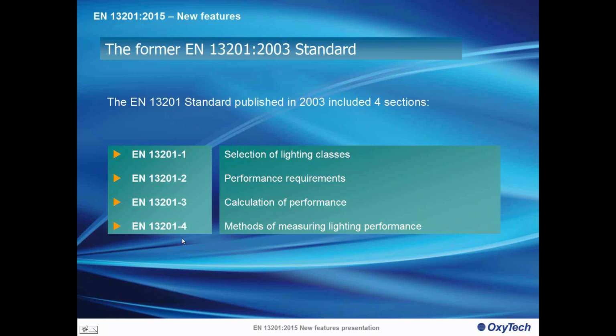So, the previous standard was published back in 2003 and included 4 sections. The first one, section 1, was related to the selection of lighting classes. The second one, about the performance requirements. The third, about how to calculate the performances. And the fourth one was related to the methods of measuring lighting performance. It means how to measure the parameters on site at the installation.